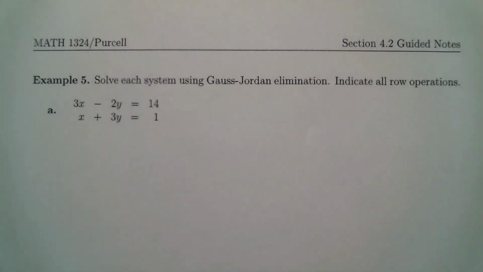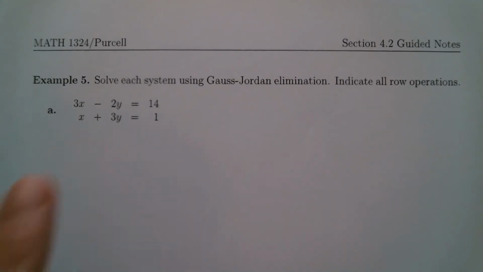I am just going to start working problems where I give you a system of equations and we use matrices to solve the system. So in example 5, let's go ahead and read the directions. Example 5 says, solve each system using Gauss-Jordan elimination. That is what this process is called. And then you need to indicate all row operations, like how you go from one matrix to the next.